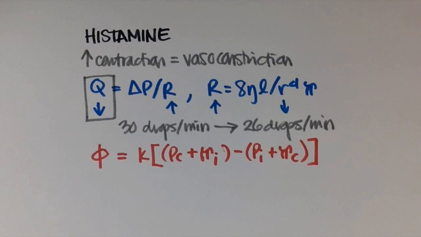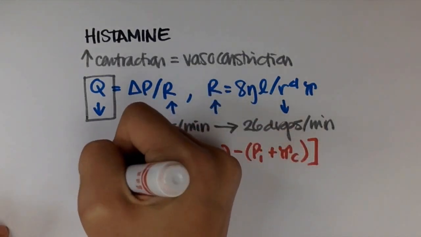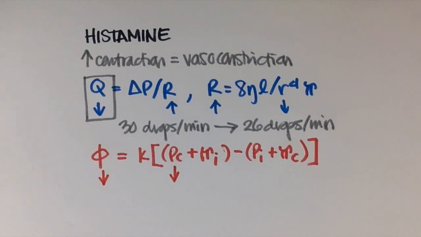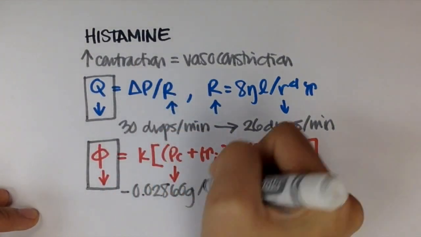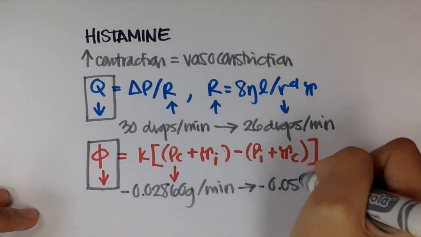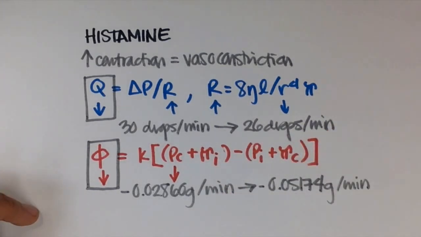Less fluid occupying a container of unchanged volume equates to a decrease in pressure. In this case, a decrease in capillary pressure, PC. Decreased PC means phi is decreased, and the observed decrease in weight is shown by the data. The weight decreased from negative 0.03 to negative 0.05 grams per minute.